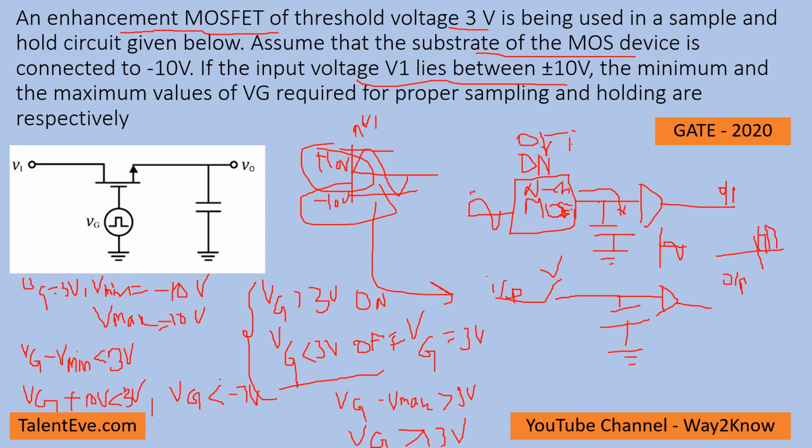So that is how this MOSFET with a given input voltage and a given threshold operates.